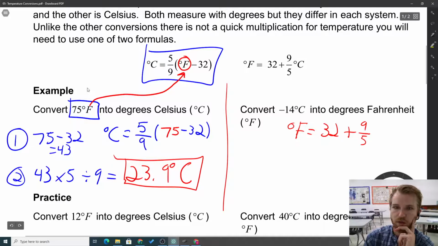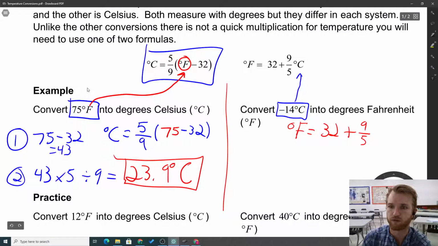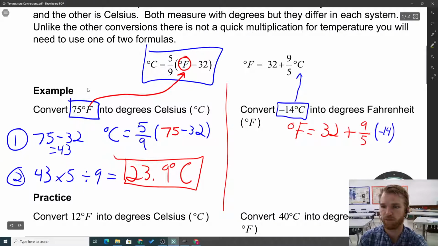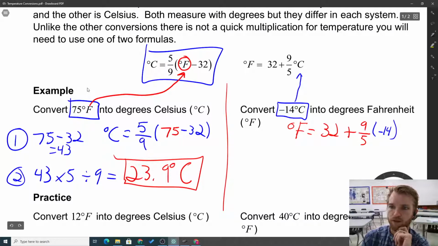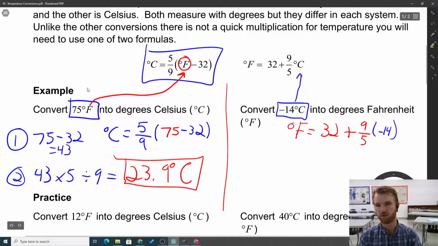Okay, so that's where now I'm going to take what is in here and replace my degree Celsius with this. Okay, so now I'm writing this in brackets to show the negative. I wrote this in brackets because if I did not have brackets here, it would make it look like I'm saying subtract 14. But that's not what I'm saying. I'm saying I want to multiply this by negative 14. So if I have these brackets here, now we're saying this multiplied by negative 14.